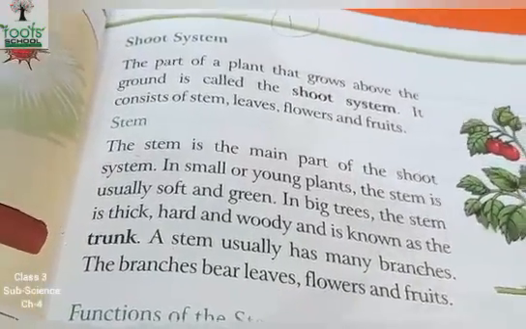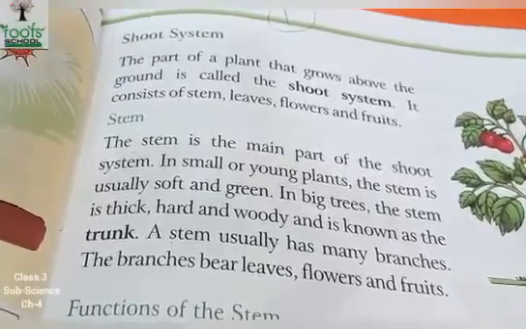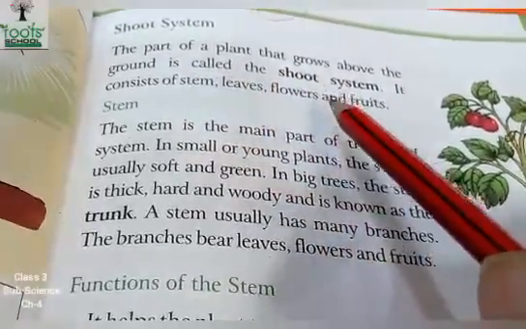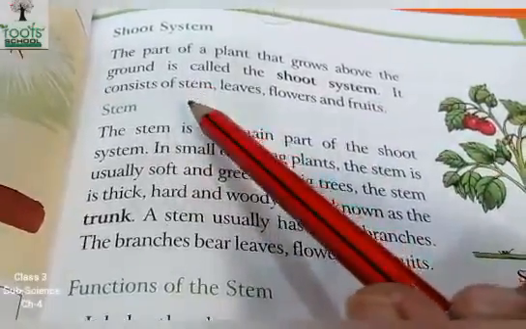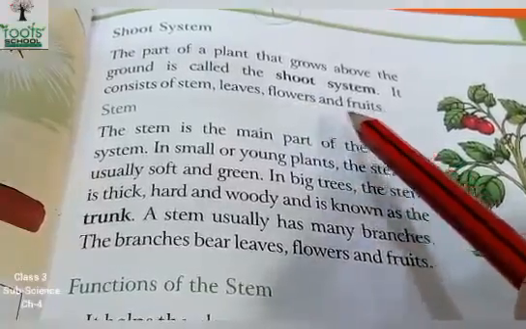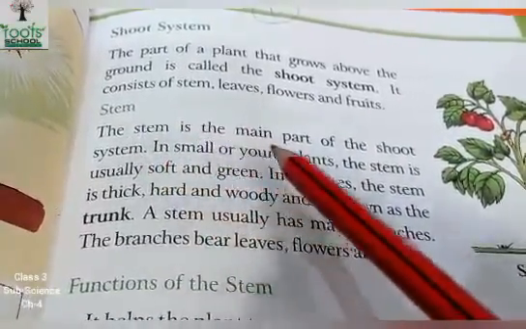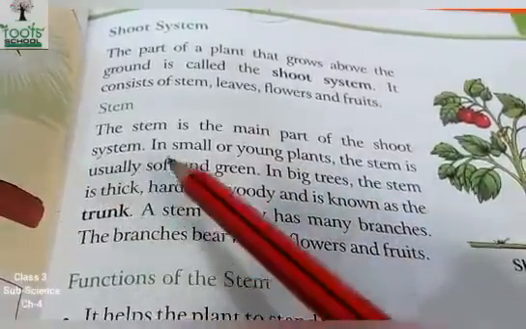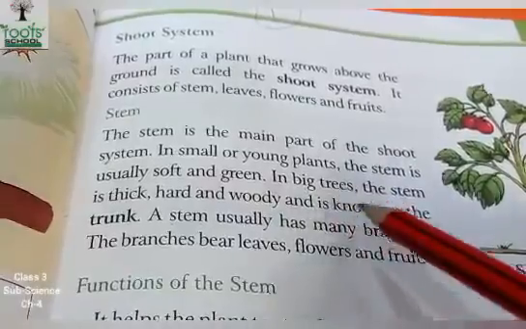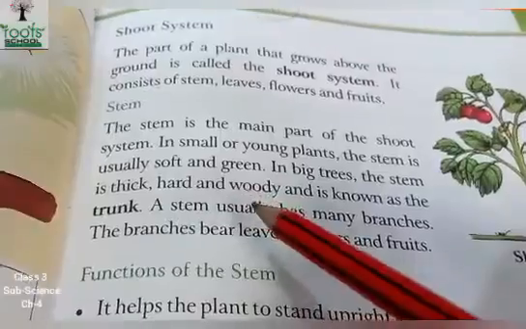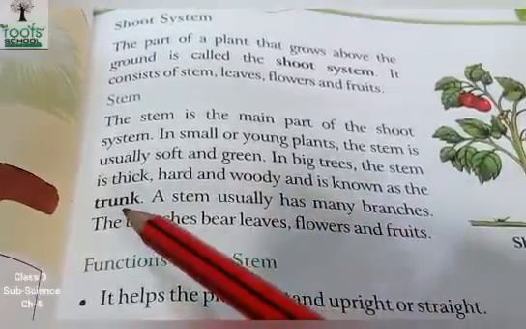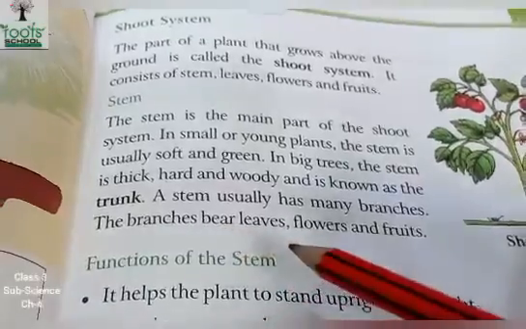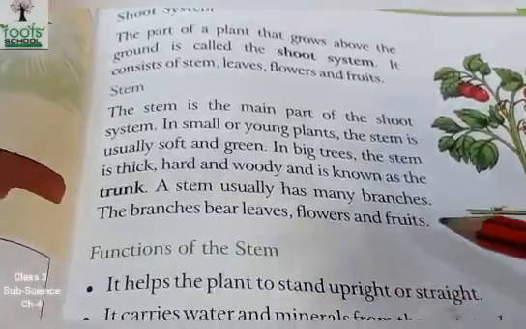Now on page number 55 we'll read about the shoot system. Shoot system: the part of a plant that grows above the ground is called the shoot system. It consists of stem, leaves, flowers and fruits. Stem. The stem is the main part of the shoot system. In small or young plants, the stem is usually soft and green. In big trees, the stem is thick, hard and woody and is known as the trunk. The stem usually has many branches. The branches bear leaves, flowers and fruits.